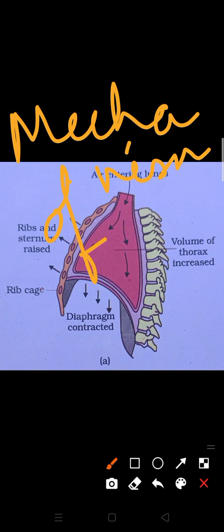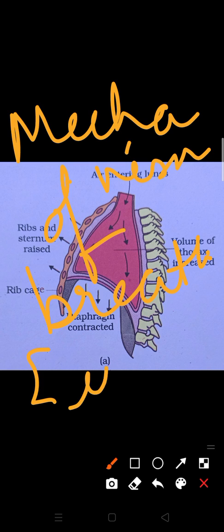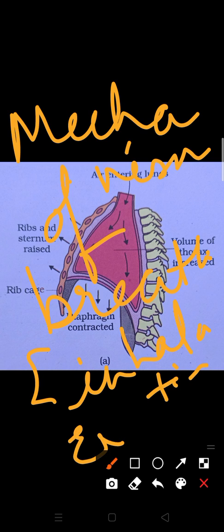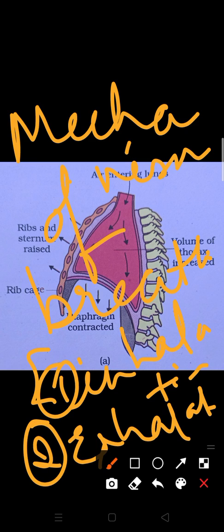Mechanism of breathing. Okay, children. The mechanism of breathing comes under two subheads. First is known as inhalation. In your NCERT book, it is written as inspiration, and exhalation means expiration. Inhalation and exhalation are the two points under which we can understand the mechanism of breathing.